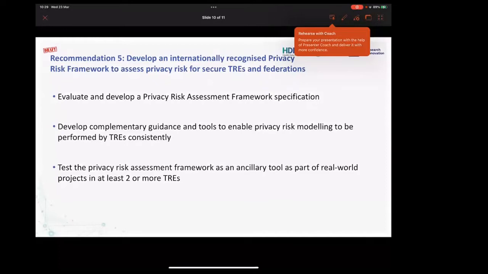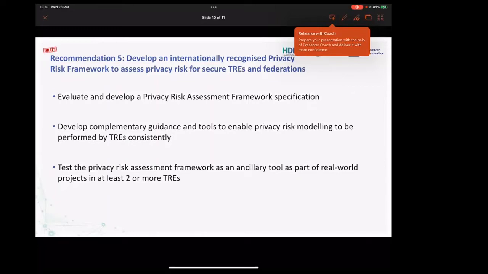And also then develop complementary guidance and tools to enable privacy risk modeling to see what good looks like and what is definitely a red line that we cannot cross. And then test, essentially a smart for phase 2 and phase 3. Test the privacy risk framework as an ancillary tool as part of a real world project. So this is not replacing the data governance processes or the data protection officers, but this is a tool to enable them to assess the data access request itself, not as a replacement for the existing governance processes that the TREs would already have. And this sort of ties into the privacy risk for the accreditation of the TRE, and the privacy risk for the accreditation of the user as well.